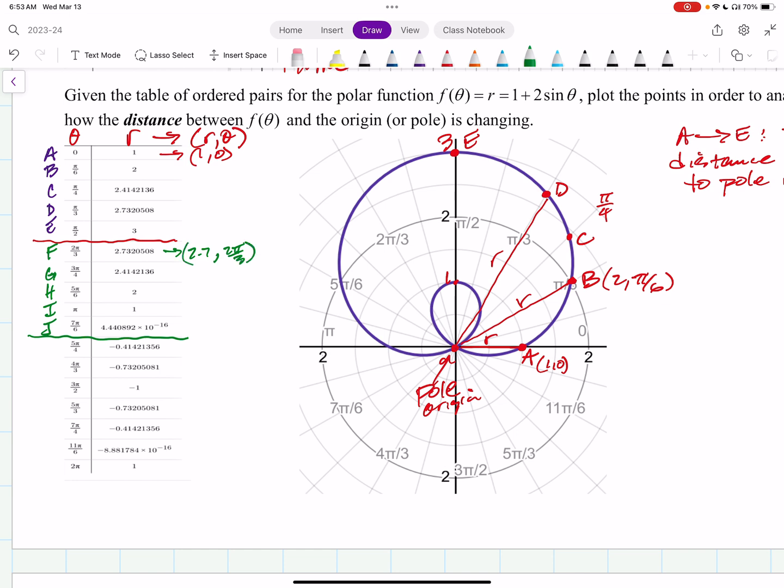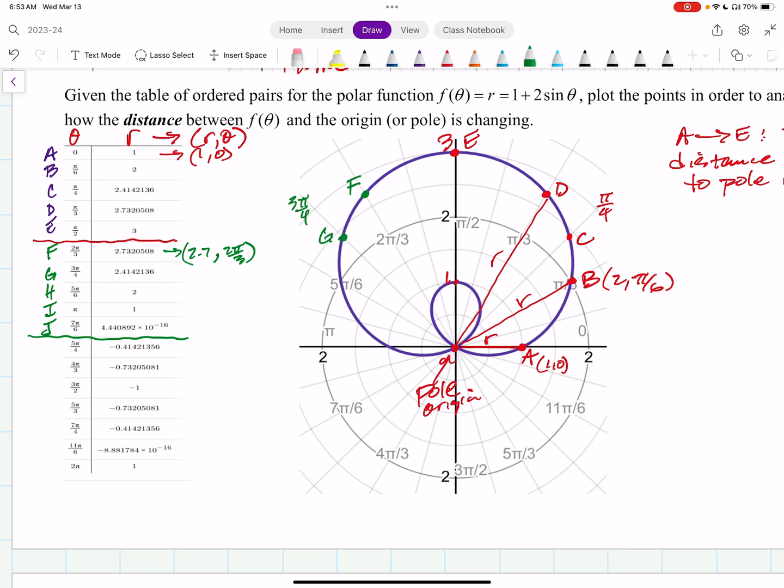Okay, so that's F. So where's F? F has got to be where the rays coming out from the pole intersect the graph, right? So this is point F up here at 2 pi thirds. And then here 2.4 comma 3 pi fourths. So this is 3 pi fourths. It's a good thing we know the unit circle, right? Okay, and that's G.